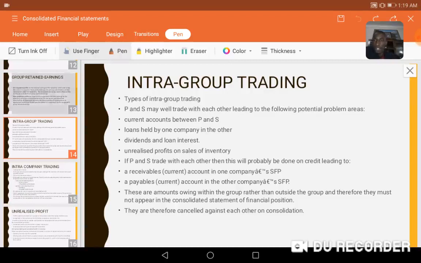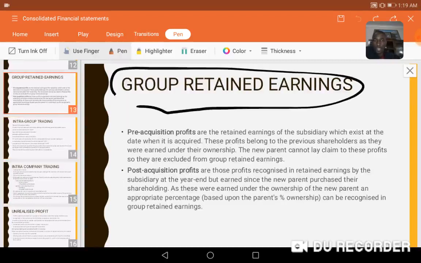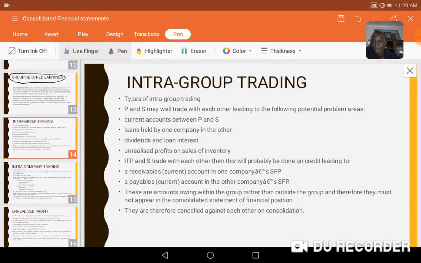Last time we stopped here in group retained earnings, but we are getting into the new slide, which is intragroup trading. But what is intragroup trading?